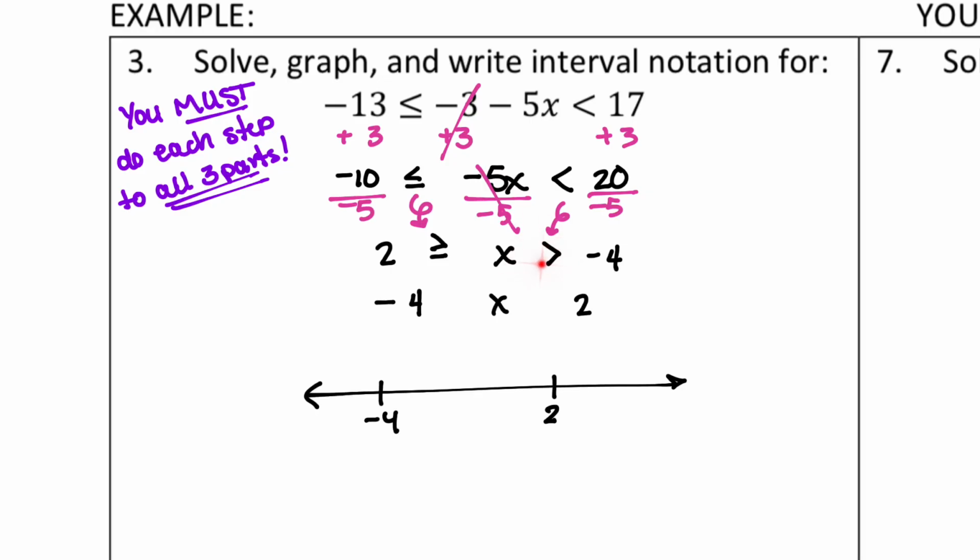Back to the signs. Notice right here, this sign is pointing to the negative 4. So when you switch it around, it still has to point to the negative 4. And this one, between the 2 and the x, is pointing to the x. So now it has to point to the x.